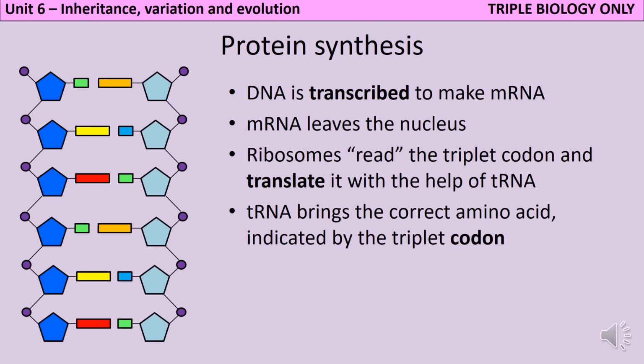In the cytoplasm, it interacts with ribosomes, and the ribosomes are going to read the bases in sequences of 3, and we call those a triplet codon. So you read 3 bases, and that tells you to recruit a particular amino acid. This is done using a molecule called transfer RNA, or tRNA.